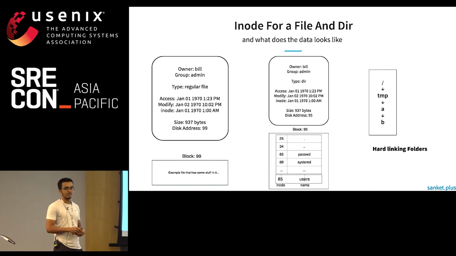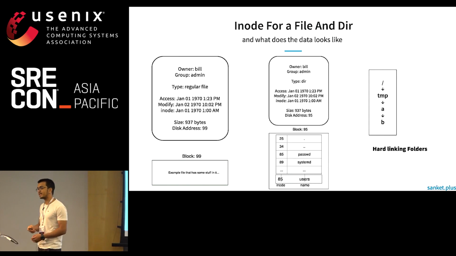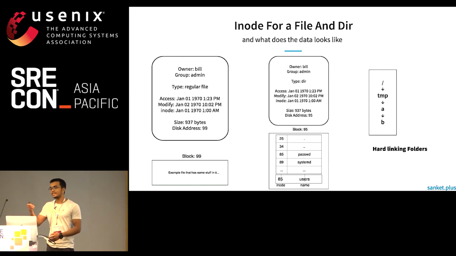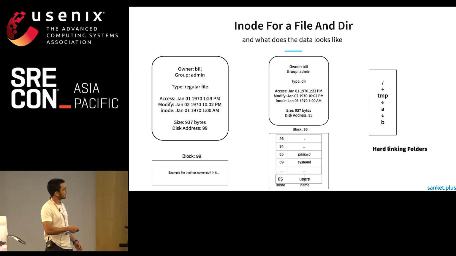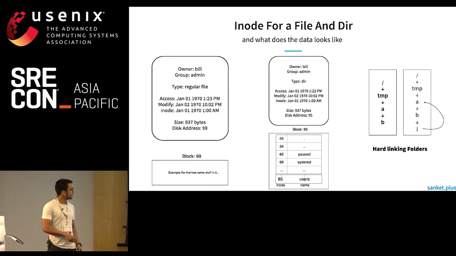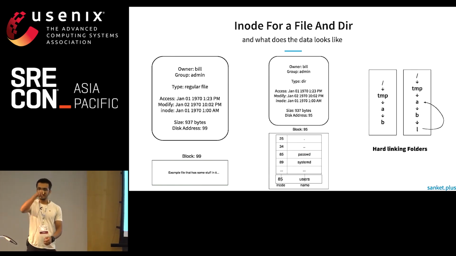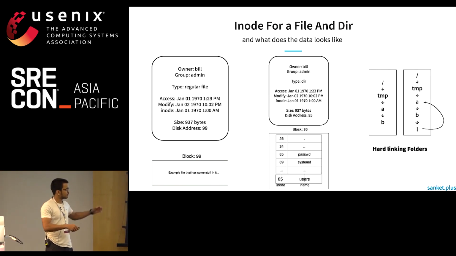Why is hard linking not allowed for folders? Say you've got this example structure. You have a temp directory. Inside temp you have A. A is a directory, and inside A you create a directory called B. So temp, A, B are all directories. Now let's try to create a hard link called L in folder B. L will be pointing to A. This is just an example. It could be created if it was allowed.